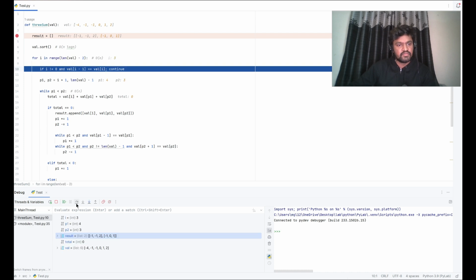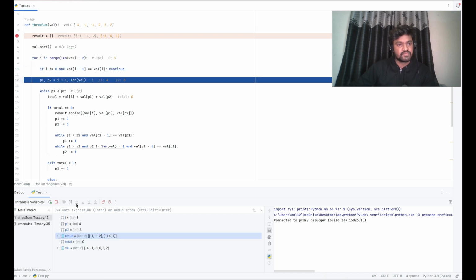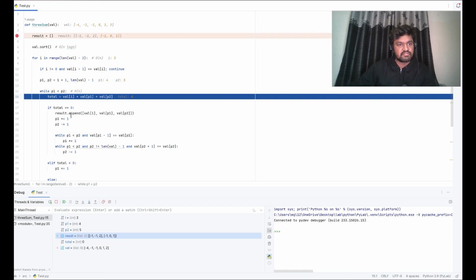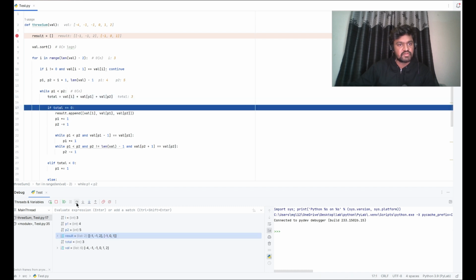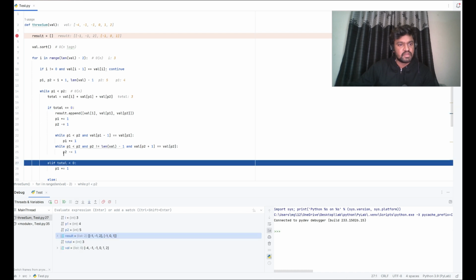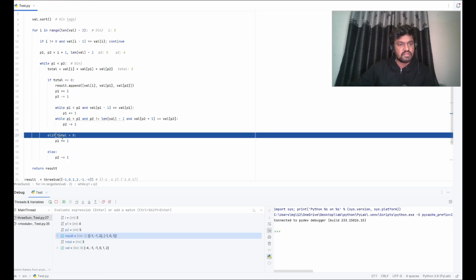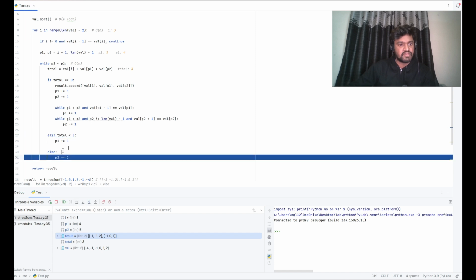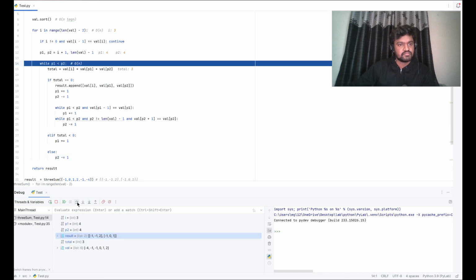And now we came to the third index. In this third index, if you see, the while loop is continuing to execute, and we have 3 as the total. So now this else if block cannot be executed because 3 is greater than 0. So it's coming to the else part. Now it's decrementing 1 from p2.